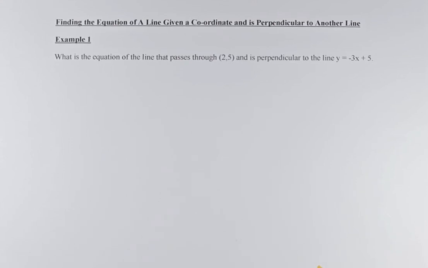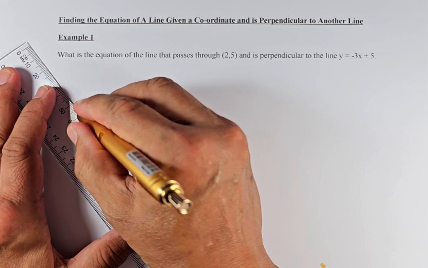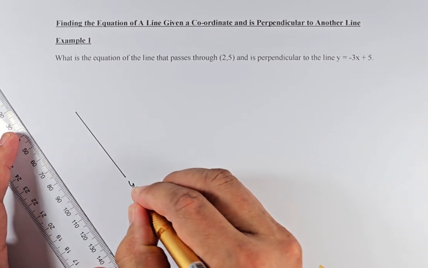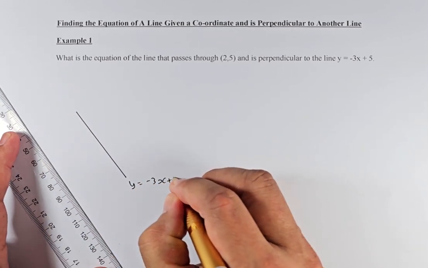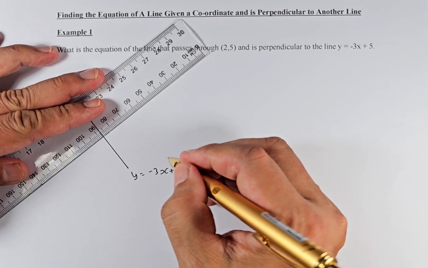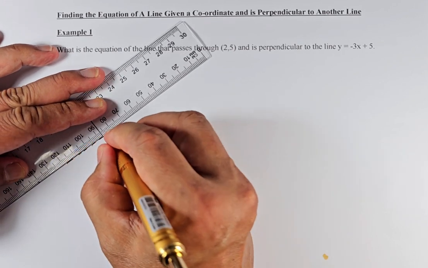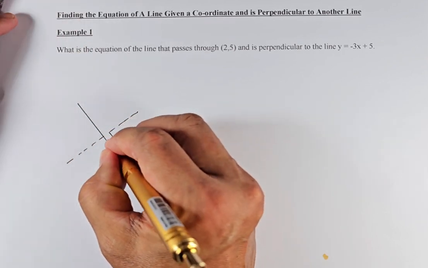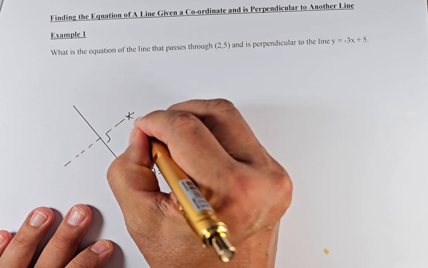Good day! In this video, we are going to do a coordinate geometry question where we are going to find the equation of a line, given a coordinate, that is perpendicular to another line. So to do that, we are first going to sketch the diagram, okay? Suppose this line is y equals minus 3x plus 5. We want to find the equation of the line that is perpendicular to that line and passes through (2, 5).